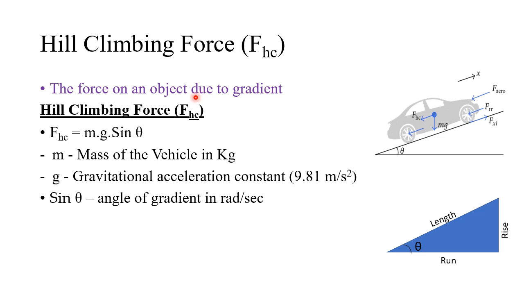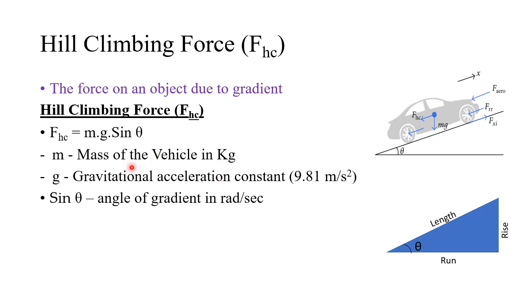Hill climbing force is the force due to the gradient. Sometimes if you want to move your vehicle to a hill station, then you have to consider the gradient. The hill climbing force can be calculated by using the formula FHC is equal to m into g into sine theta, where m is the mass of the vehicle in kilogram, g is the gravitational acceleration constant, that is 9.81 meter per second square, and theta is the angle of gradient.